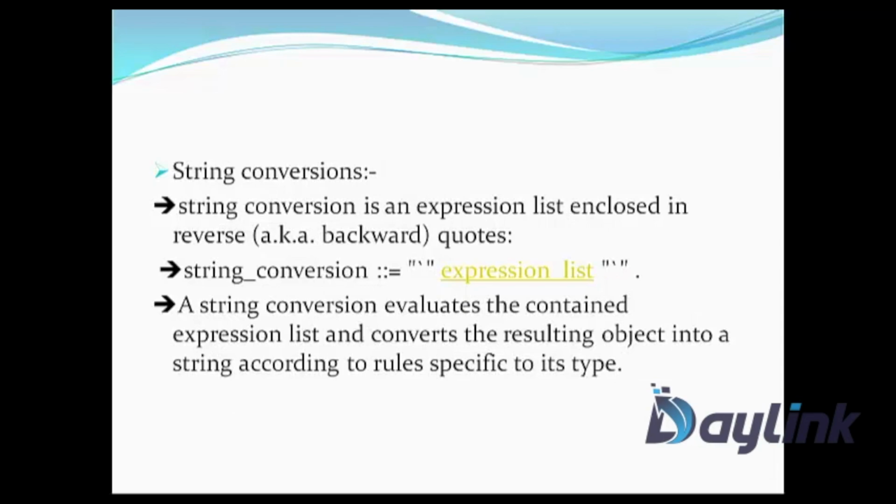A string conversion is an expression list enclosed in reverse quotes. String conversion is equal to an expression list in double quotes. A string conversion evaluates the contained expression list and converts the resulting object into a string according to rules specific to its type. There are many different types.